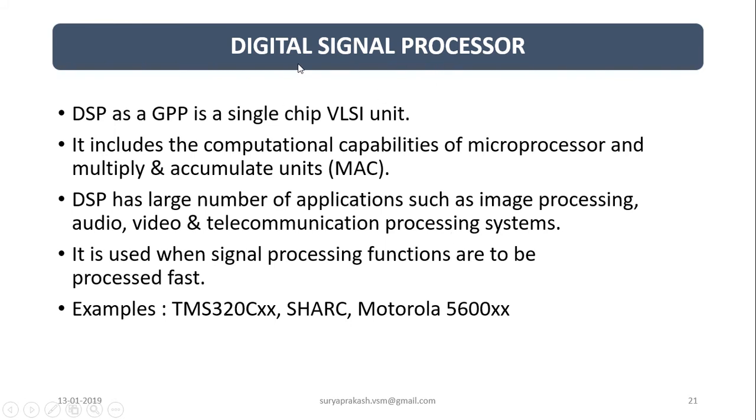The digital signal processor. Digital signal processors are generally called general purpose processors and are a single chip VLSI unit. It includes the computational capability of a microprocessor and multiply and accumulate units, so-called MAC units. The DSP has a large number of applications such as image processing, audio, video, and telecommunication processing systems. It is used when the signal processing functions are to be processed fast. Examples are the TMS320 series, SHARC, and Motorola 5600 series.